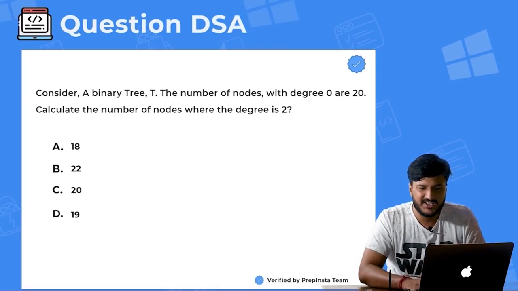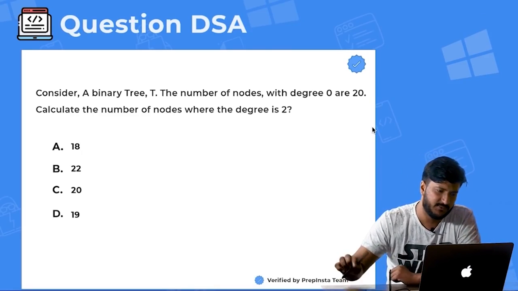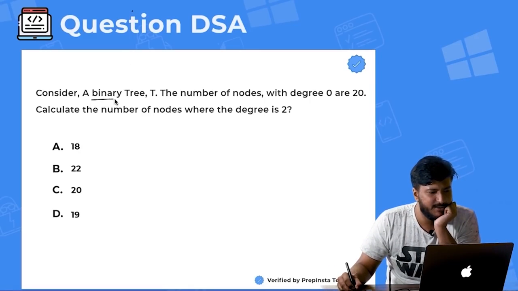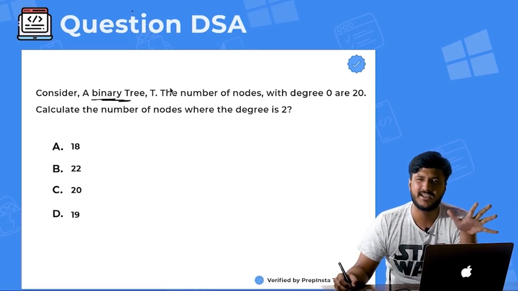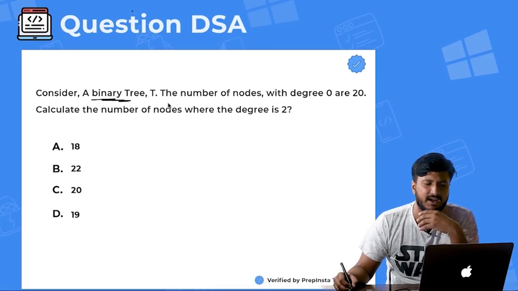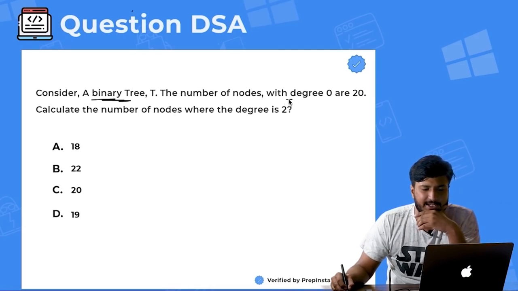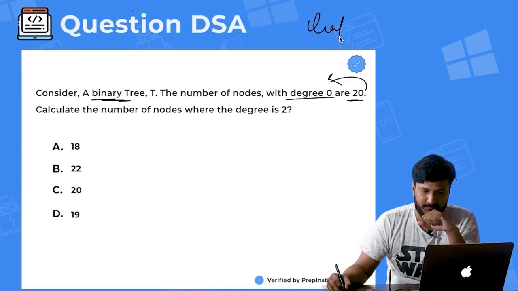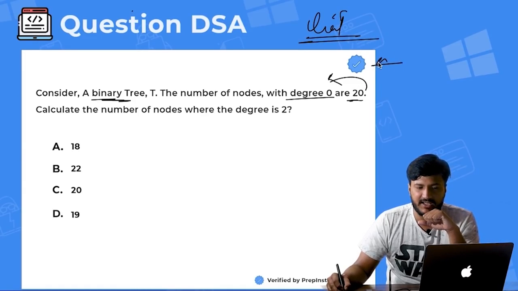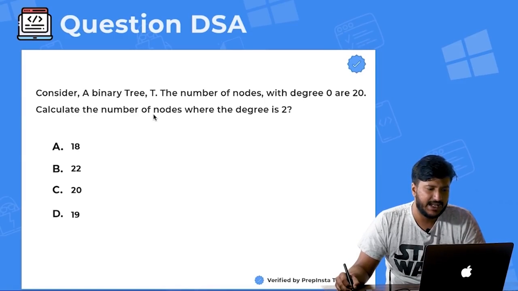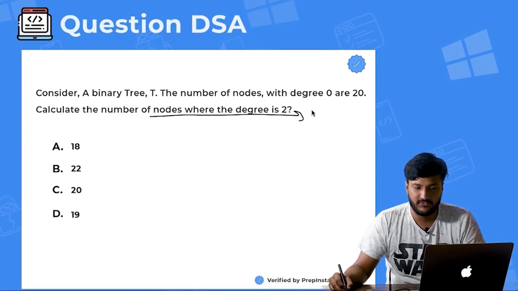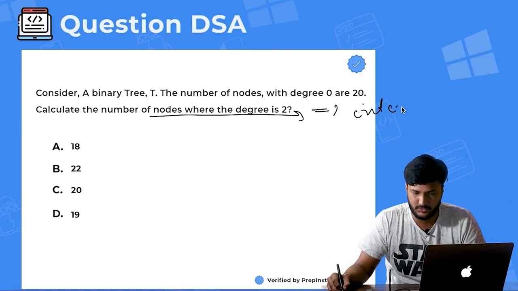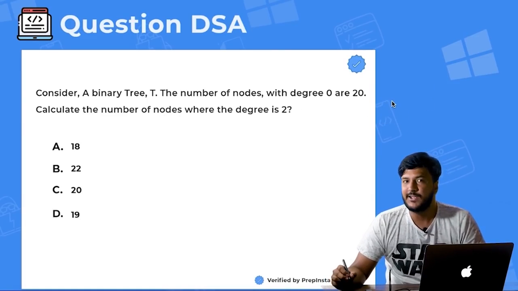Let's understand what is essentially happening in this question. They are saying you're given a binary tree, and whenever they say binary tree, assume it's kind of like a full binary tree. The number of nodes with degree 0 is 20. Your degree would be 0 when you are a leaf node, so there are 20 leaf nodes, and you have to calculate the nodes where the degree is 2. The degree would be 2 for an internal node. In any tree, either you are a leaf node or an internal node.